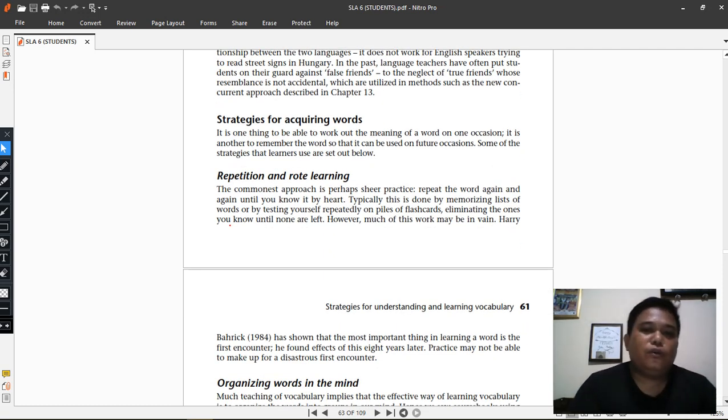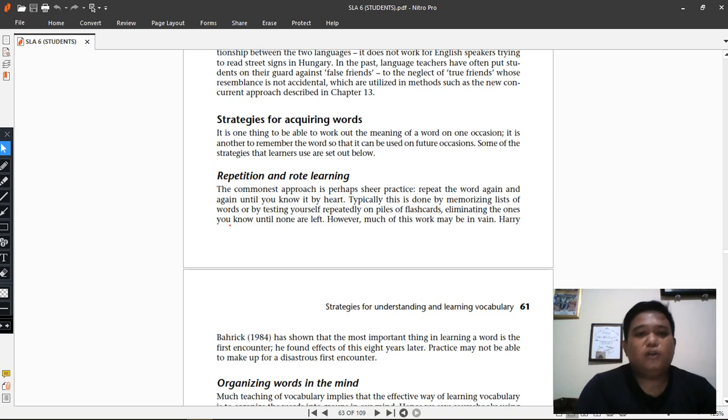Strategies for acquiring words. These are the ways of acquiring new words in second language acquisition. Acquiring words here means how you acquire words in the second language. It is one thing to be able to work out the meaning of a word on one occasion. It is another to remember the word so that it can be used on future occasions. Some of the strategies that learners use are set out below.